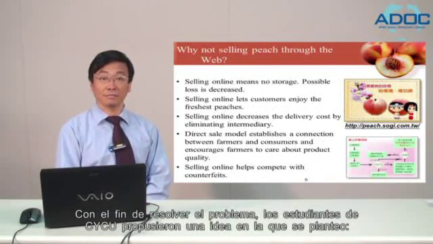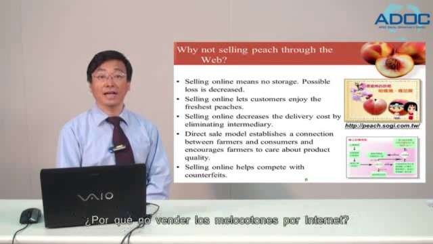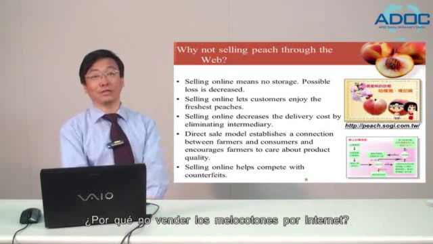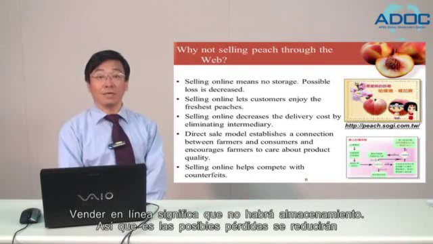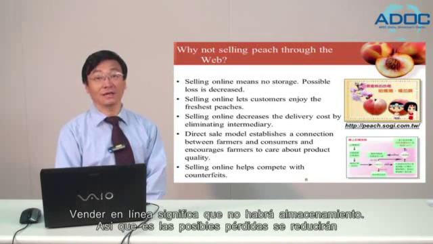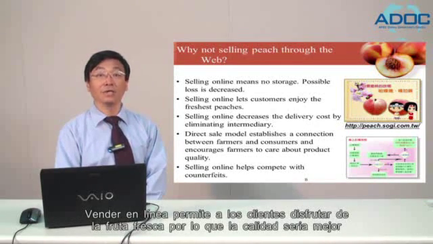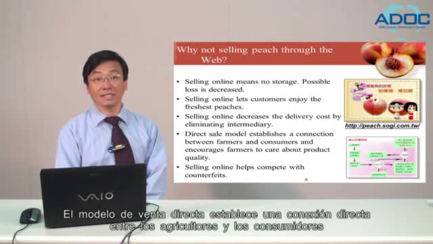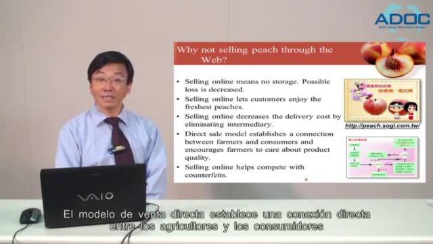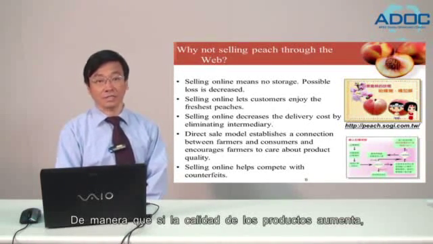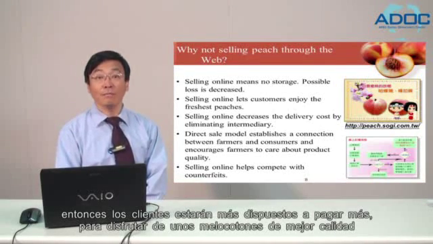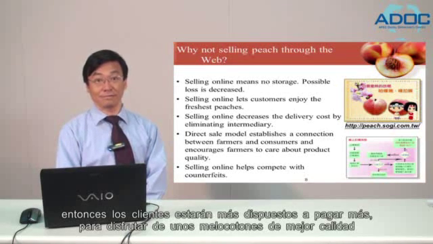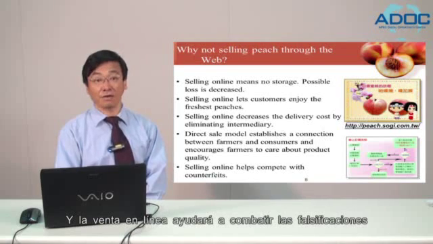In order to solve the problem, the students from CYCU proposed an idea: hey, why not sell peaches through the internet? Selling online means no storage, so possible losses decline. Selling online lets customers enjoy the freshest fruit, so the quality can be better. Selling online decreased the delivery cost by eliminating the middleman. The direct sales model established a direct connection between farmers and their customers. So if the quality of the product increased, then the customers are more than happy to buy more to enjoy the better quality peaches. And selling online will help to compete with counterfeits.